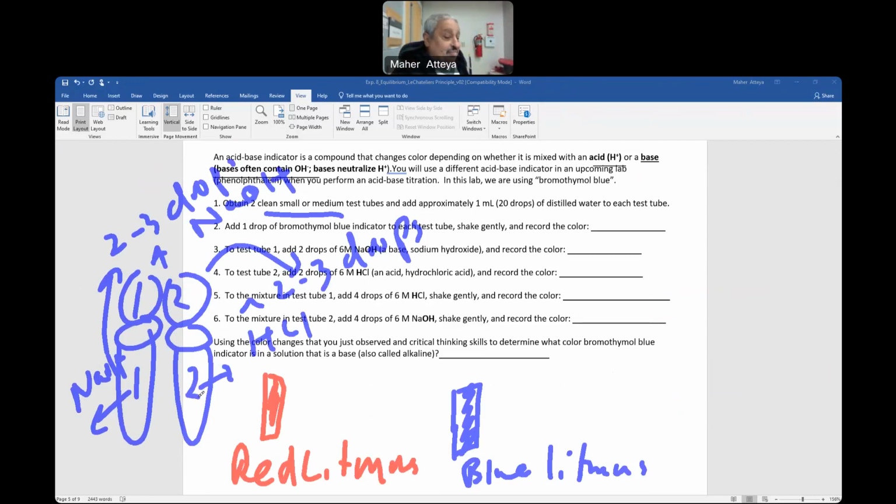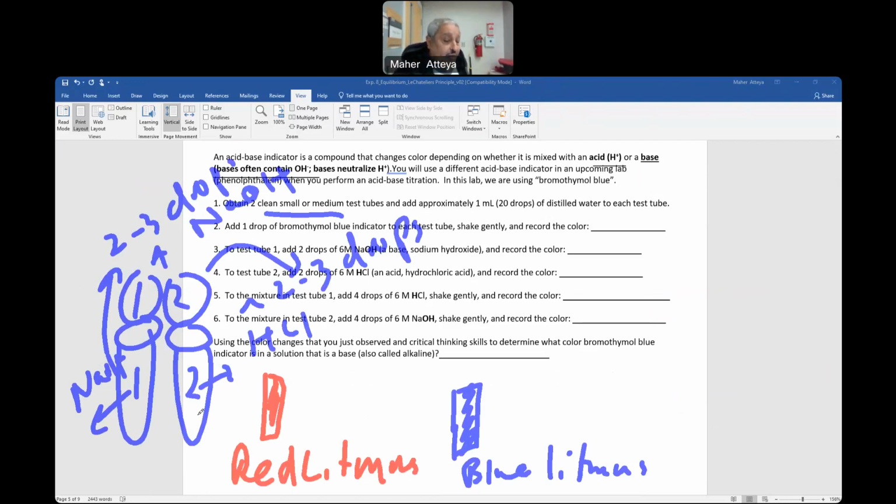And then you test it in number 2. It's already acidic for acid. The red for the acid, the blue for the base. So it will be no change. For test tube 2, when you take the red inside test tube 2, it has HCl. There will be no change, correct?